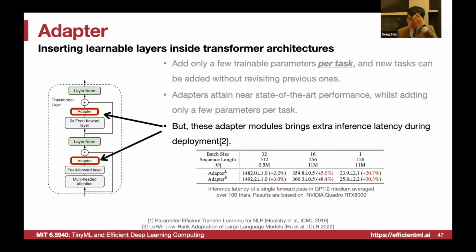But there is a drawback, right? We need these adapter modules to be inserted into the original network. So it actually brings the inference overhead from 2% to 5% up to 20 or 30%. That's something we need to be aware of, especially when the batch size is small and when the sequence length is short, the overhead is larger since we have to insert new layers. So how do we improve such inference overhead? Can we not insert anything into the model itself?